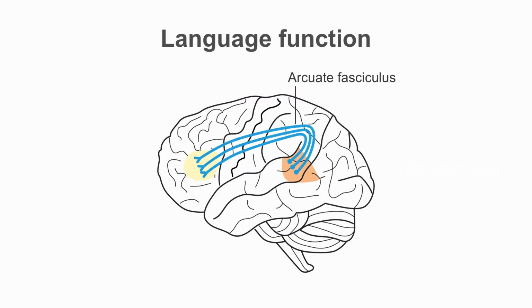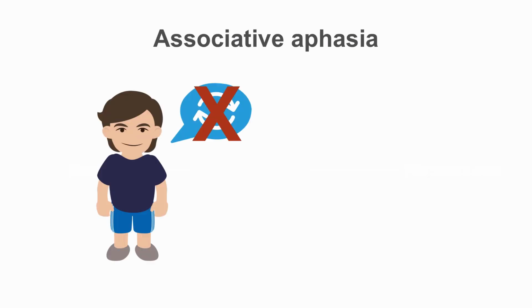The arcuate fasciculus is a bundle of fibers connecting Wernicke's area in the temporal lobe to Broca's area in the frontal lobe. This is an important connection allowing for language interpretation and generation. Lesions of these fibers produce an associative aphasia with inability to repeat and difficulty writing language.